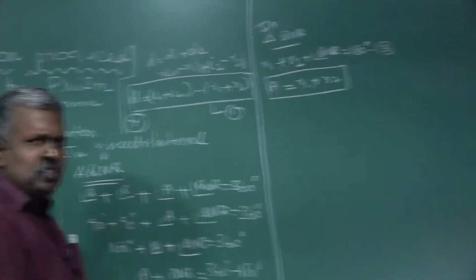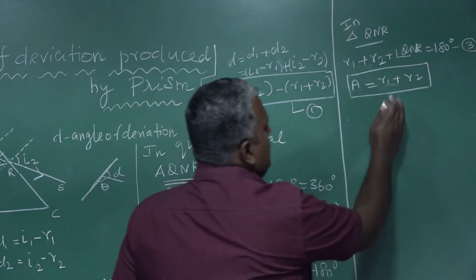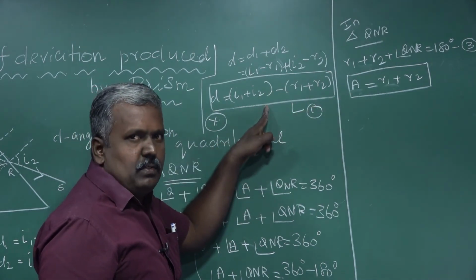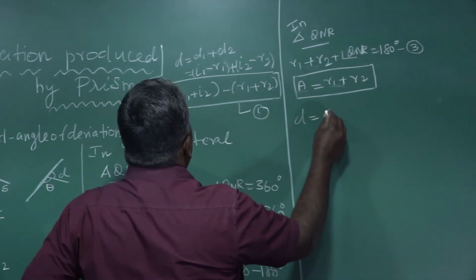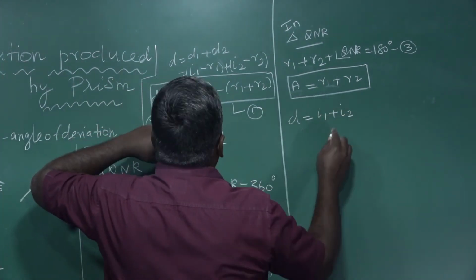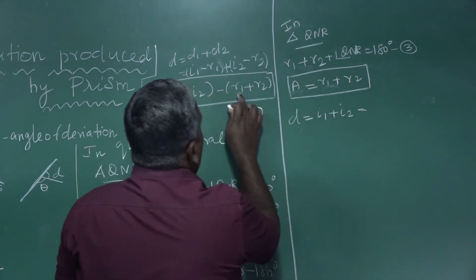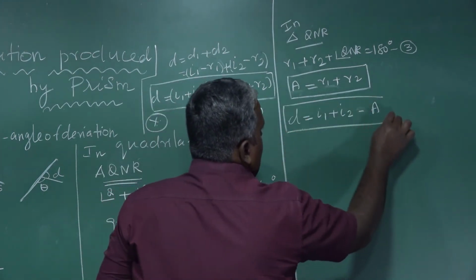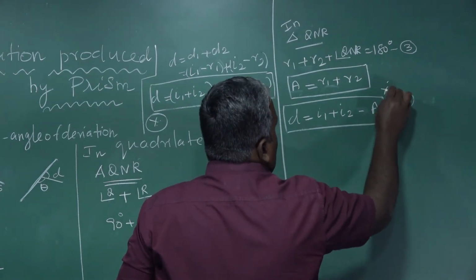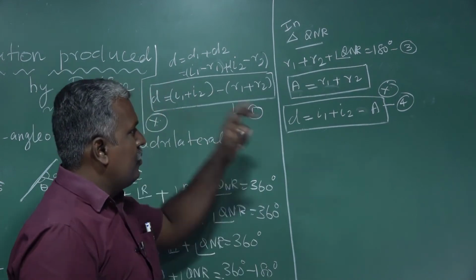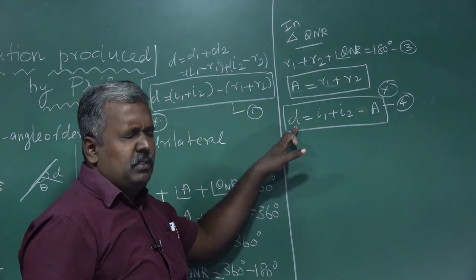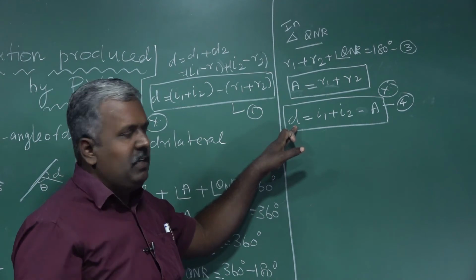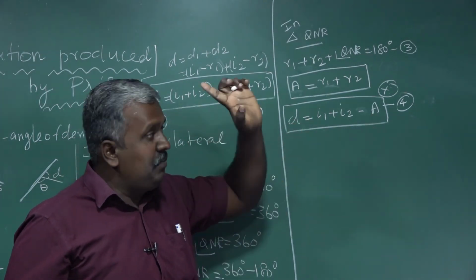Then substitute this A value in this equation. So small d is equal to I1 plus I2 minus (R1 plus R2), which is A. So therefore, minus A. Very, very important this. So this is the angle of deviation. Keep in your mind, small d is equal to I1 plus I2 minus A, A being the angle of the prism. Very, very important topic. Don't forget.